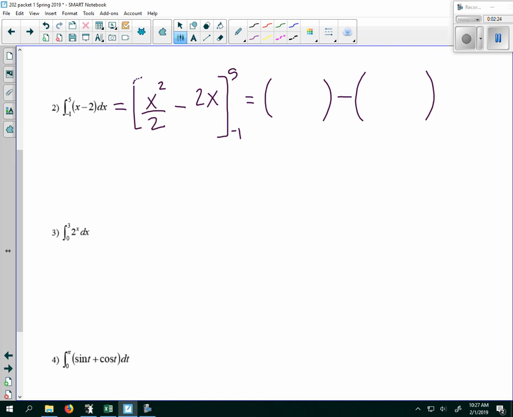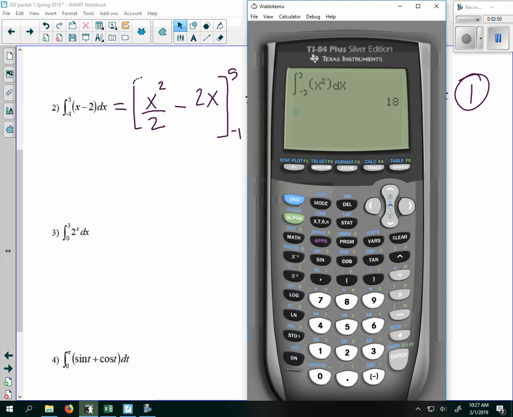That means first plug in the 5, and then subtract what you get when you plug in the -1. So if I plug in a 5, I get 25 over 2, which is 12.5, minus 2 times 5 is 10. 12.5 minus 10 is 2.5. And then when I plug in a -1, I get 1/2 plus 2 is 1.5. And 2.5 minus 1.5 is 1. Okay, double check on the calculator. Math 9. Integrating from -1 to 5. The function is x minus 2 dx.